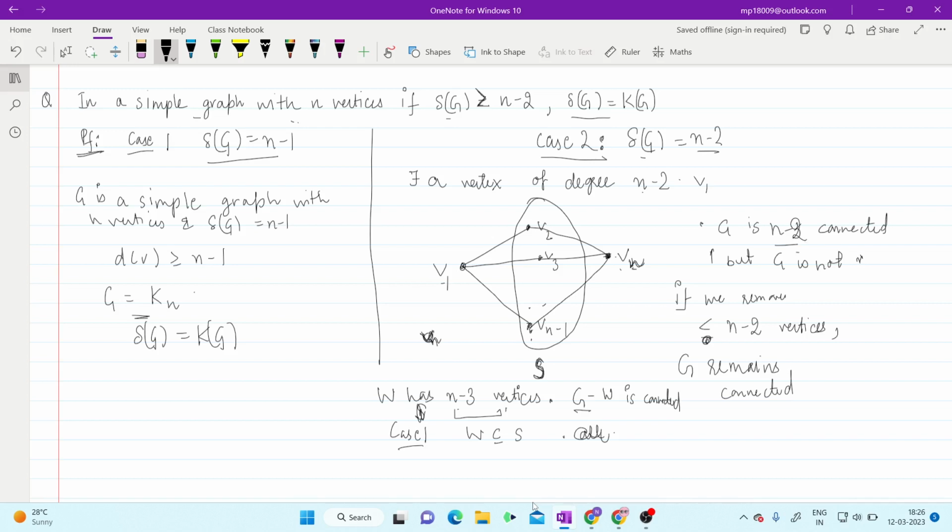Sorry, G is n minus 2 connected, but G is not n minus 1 connected, because removal of n minus 2 minus 1 vertices is making this graph connected. So we see that the connectivity of this graph is coming out to be n minus 2, because G is n minus 2 connected, but G is not n minus 1 connected.